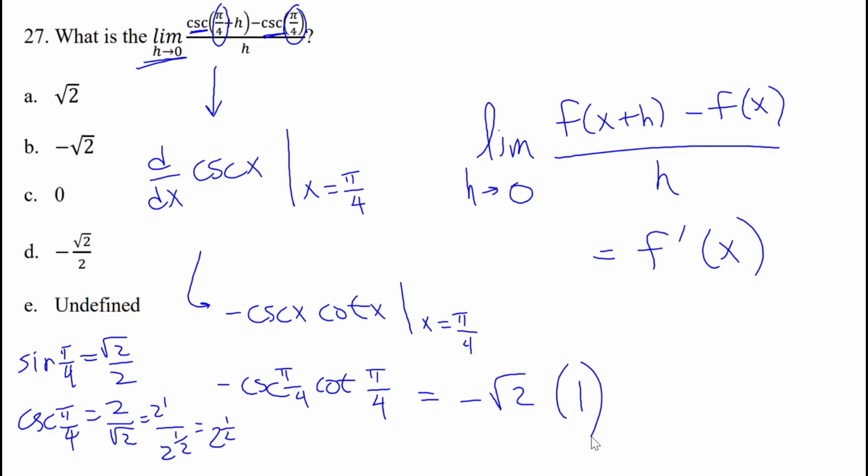But if we weren't sure, remember cotangent is 1 over tangent, right? And the tangent of pi over 4 was 1, so we just get 1 over 1. We end up with an answer of negative root 2, which is choice B.